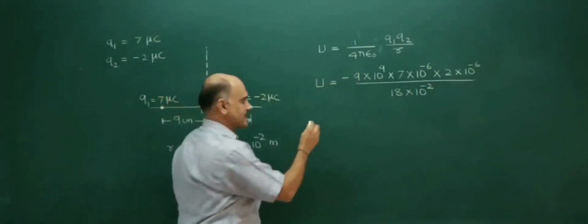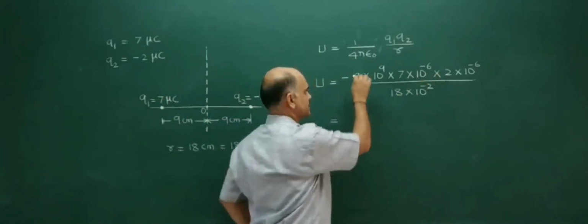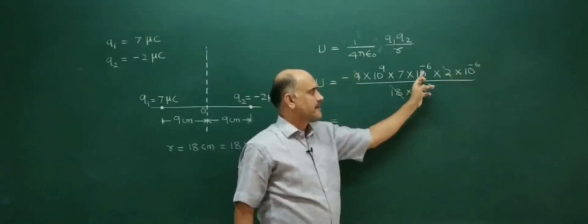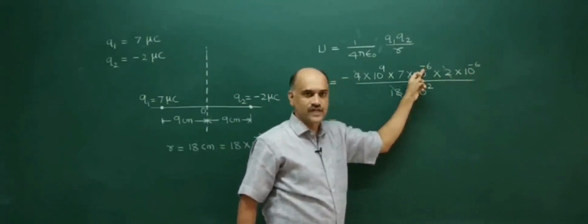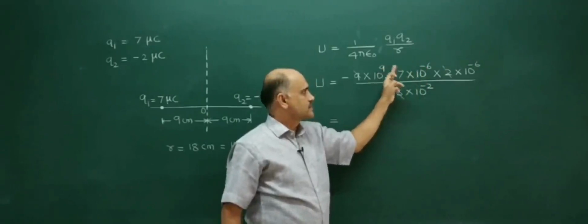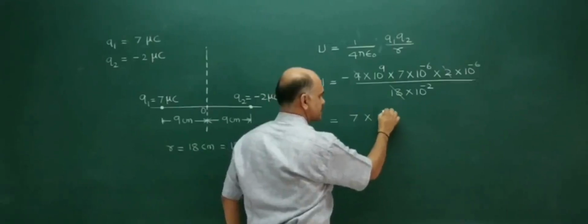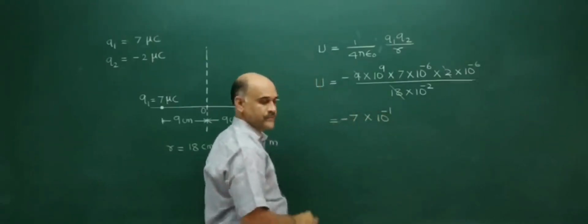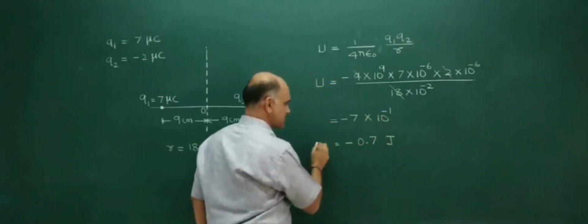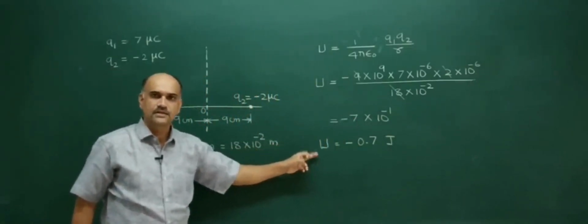Now simplify, you will have the answer. Here 9 into 2 is 18, so this gets cancelled. Powers, if you simplify: minus 6, minus 12, and that minus 2 gets cancelled. So 10 raised to 9 and 10 raised to minus 10, you will have minus 1. So you will have minus 7 into 10 raised to minus 1, which is nothing but 0.7 joules. So potential energy is minus 0.7 joule.